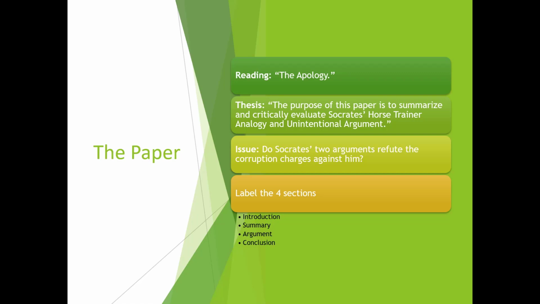The overall issue is this. Do Socrates' two arguments refute the corruption charges against him? Now, in doing the paper, one of the things to keep in mind is that labeling the four sections is important. The reason why is it helps organize the paper, and second, and perhaps more importantly, it's how I grade the paper, because each section is worth a certain number of points, and when you label it, you're essentially saying to me, here is my introduction, here's my summary, here's my argument, here's my conclusion. And that way I know which points to assign.